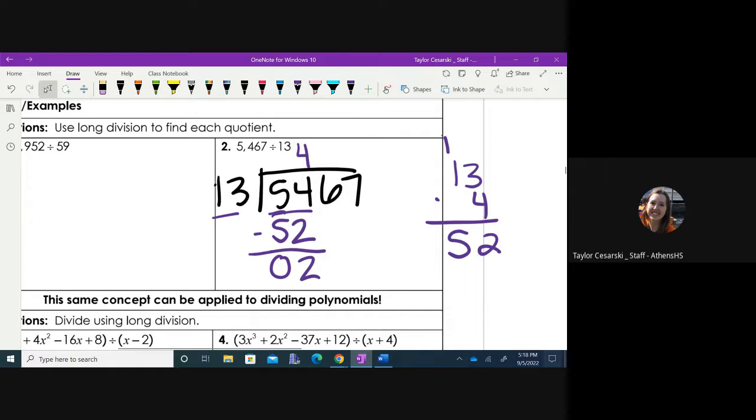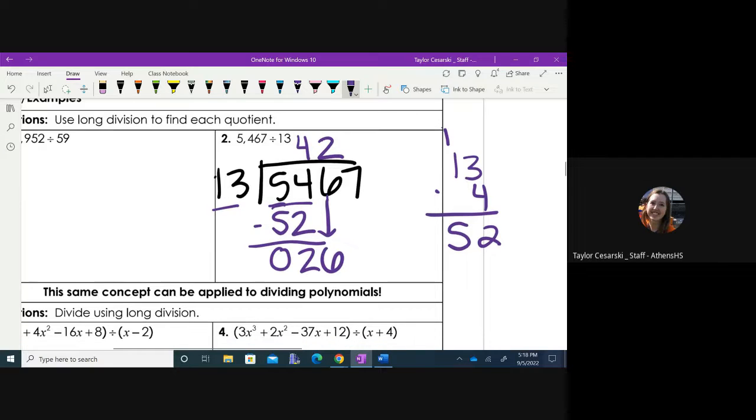Okay. Then 13 doesn't go into 2, so I need to bring down the 6. And 13 does go into 26. It goes in there twice. Okay. So then I'm going to do 13 times 2 again is 26. And then I get 0. It doesn't go into 0 at all. Bring down the 7. It doesn't go into 7 at all, so it goes in 0 times. So it's going to be 420 remainder 7.